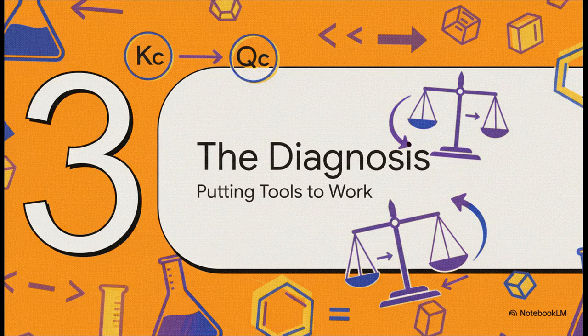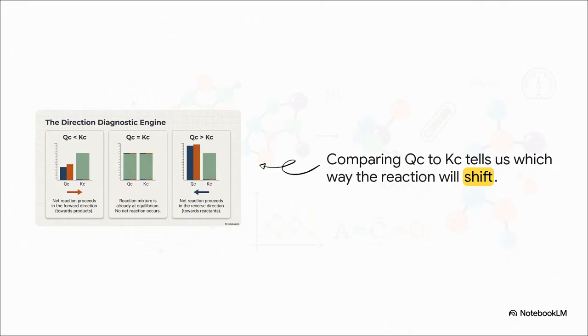All right, now we have both pieces of the puzzle. We have our destination, Kc, and we have our current location, Qc. And now the magic happens. By just comparing these two numbers, we can predict exactly which way the reaction needs to shift to reach that final balance. This is our diagnostic engine.